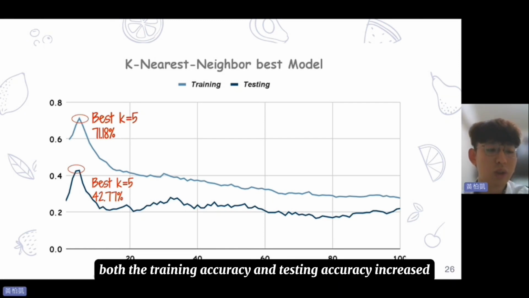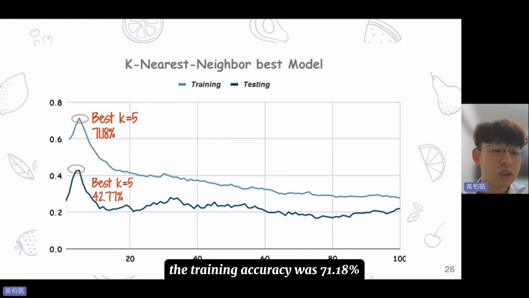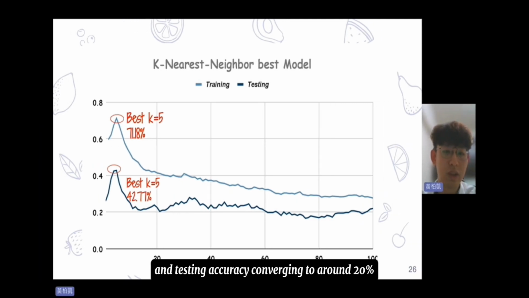Initially, both the training accuracy and testing accuracy increased, and at the best k value of 5, the training accuracy was 71.18%, and the testing accuracy was 42.77%. After that, accuracy gradually declined, with the training accuracy converging to around 30% and the testing accuracy converging to around 20%.